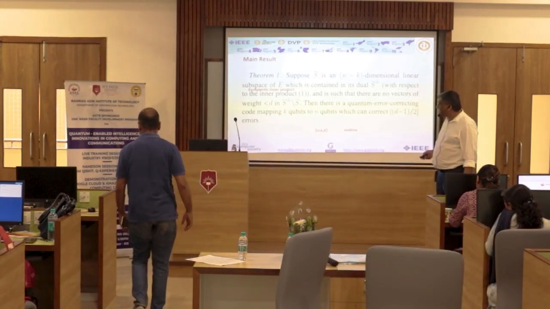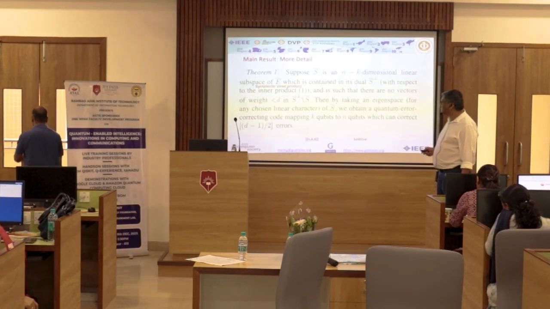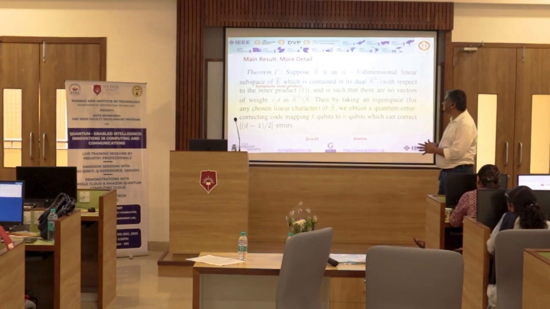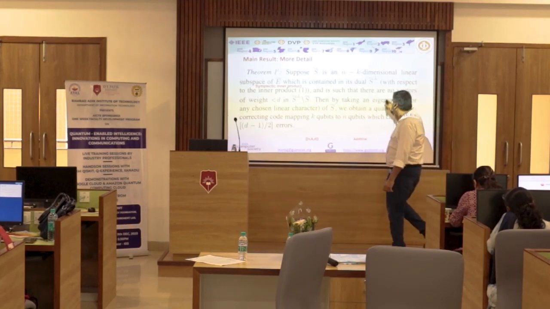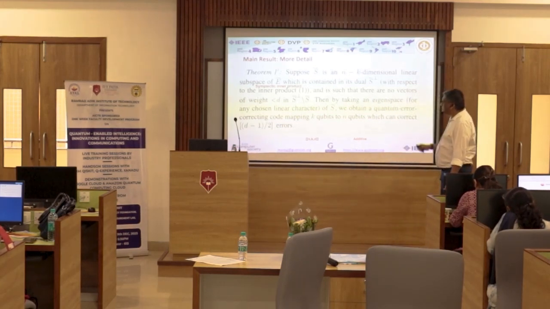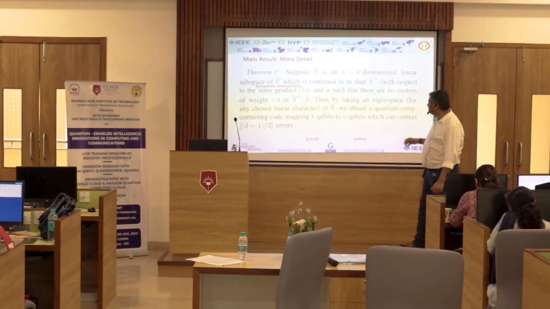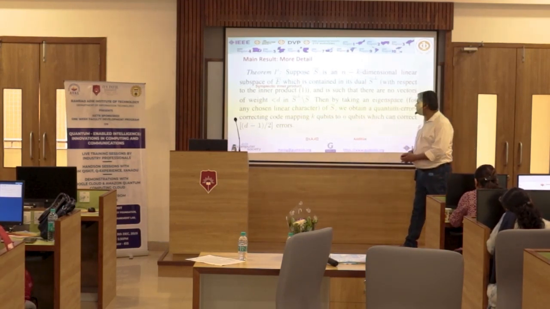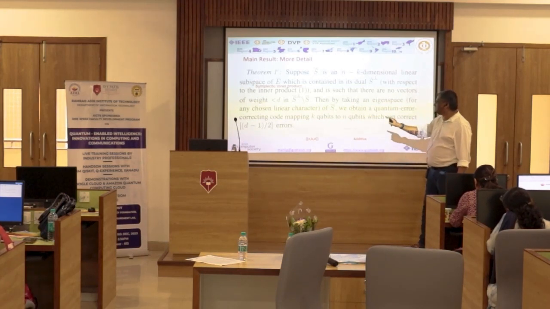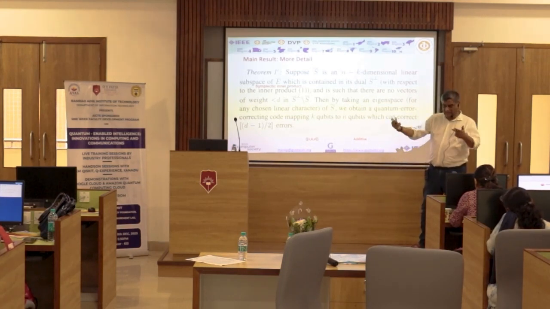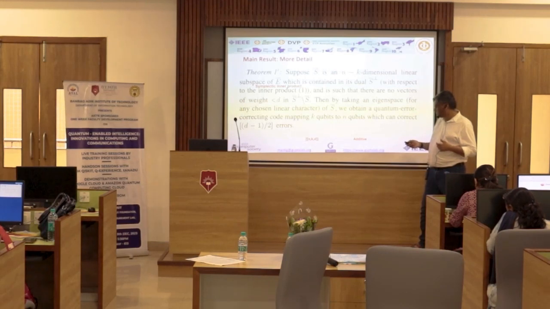Now, this can be further refined to what is known as this result. Suppose S bar is an n minus k dimensional linear subspace of E bar, which is contained in its dual S bar with respect to the symplectic inner product, and there are no vectors of weight less than d in S bar prime minus S bar. Then, by taking an eigenspace from the characters of this group, for any single linear character of S bar, we obtain a quantum error-correcting code mapping k qubits to n qubits which can correct d minus 1 by 2 errors. So that is a little more detail about the theorem.